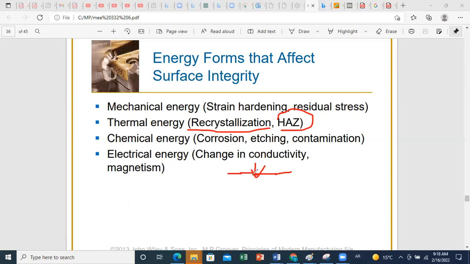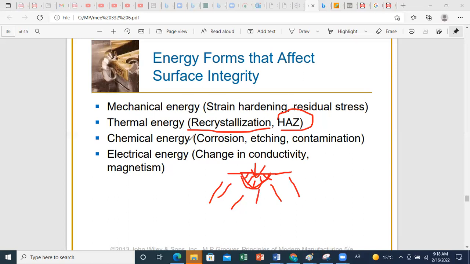Due to this process, you will have the formation of a zone here that is affected by the high temperatures that the product was exposed to, and therefore the properties of this part will be different than the remaining parts, due to this heat treatment. So this is an example of how thermal energy can affect the surface integrity.